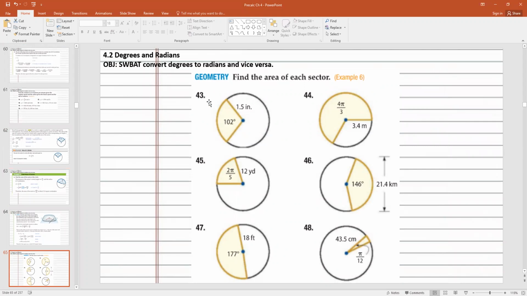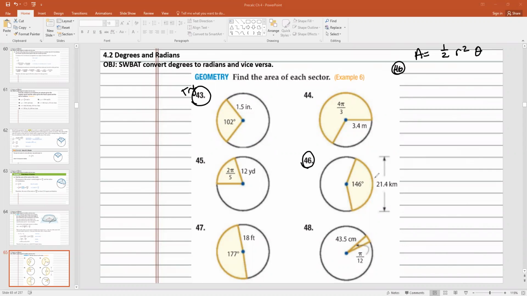So now let's look at 46. And if you want to try 43, feel free to. So 46, it says find the area of each sector. Remember, area equals 1/2 the radius squared times the central angle.